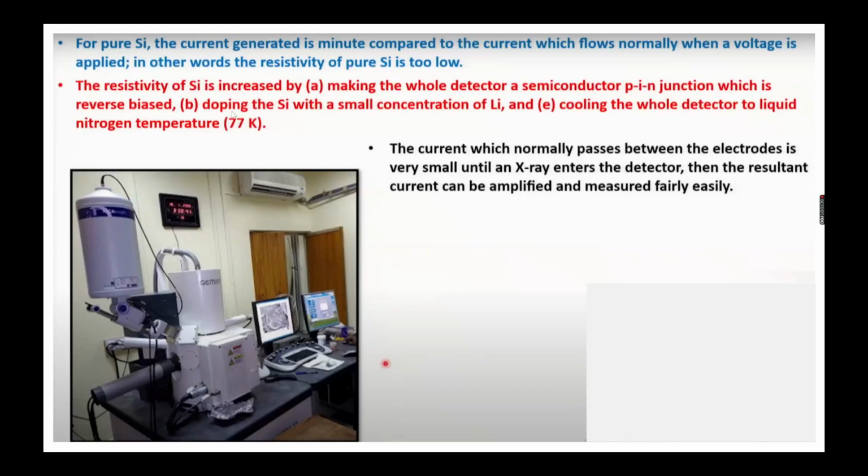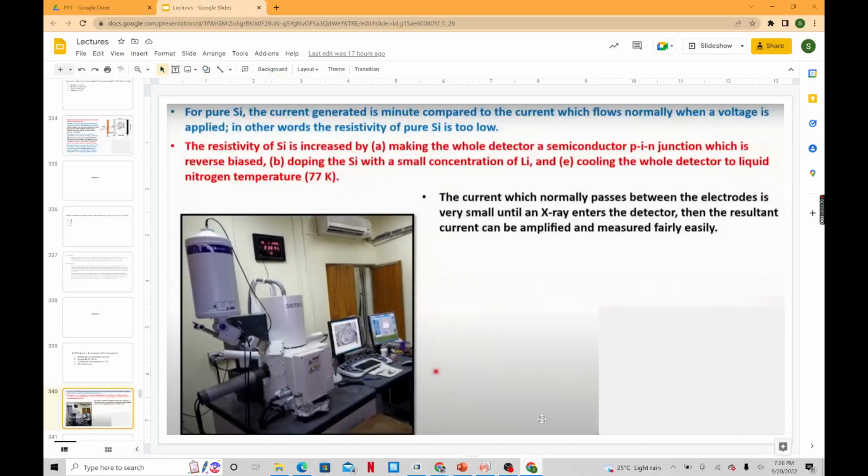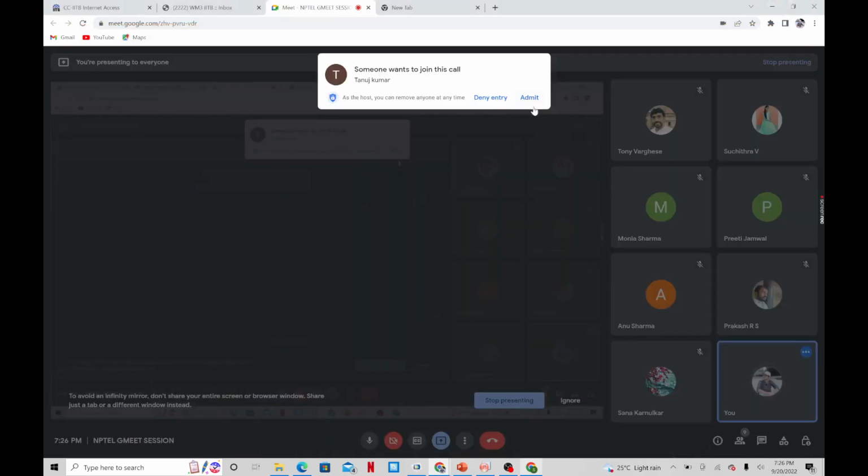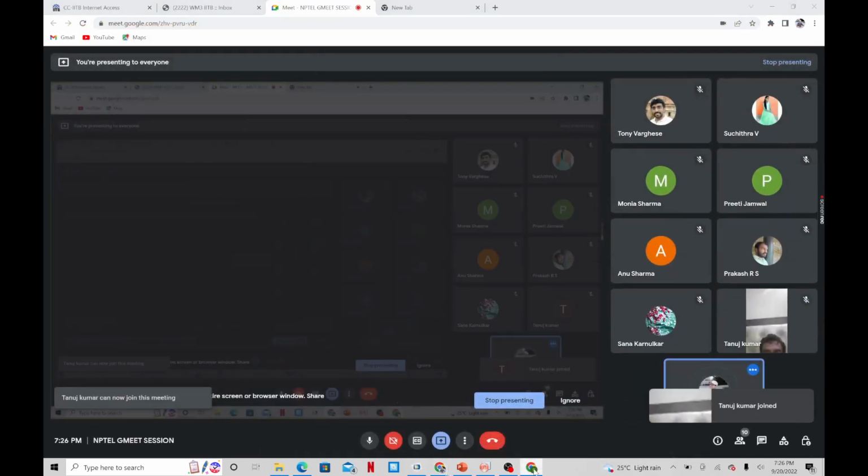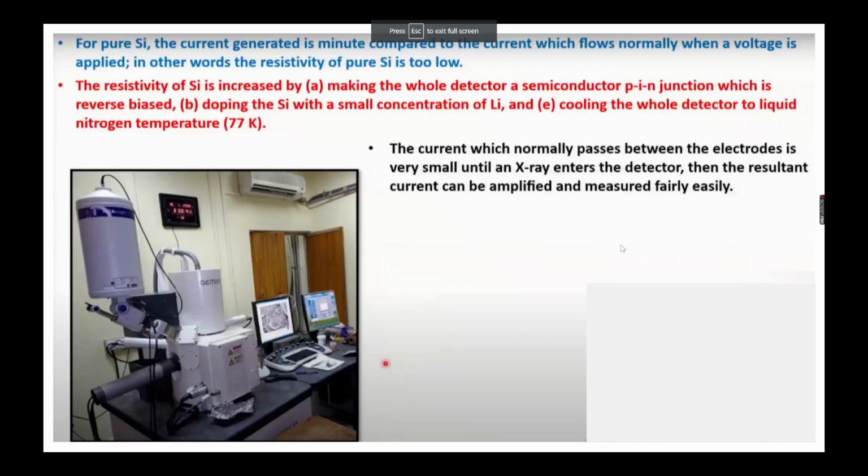And the second thing is doping. So there is silicon, I will also show that slide again, and we can dope the silicon with a small concentration of lithium. And the third one is cooling the whole detector to liquid nitrogen temperature, so 77 Kelvin.